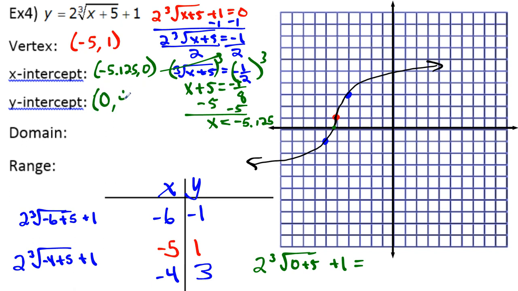So 0, comma 4.42. Again, we already talked about how the domain is negative infinity to positive infinity. The range is negative infinity to positive infinity because that is the range and domain for all cube root functions.